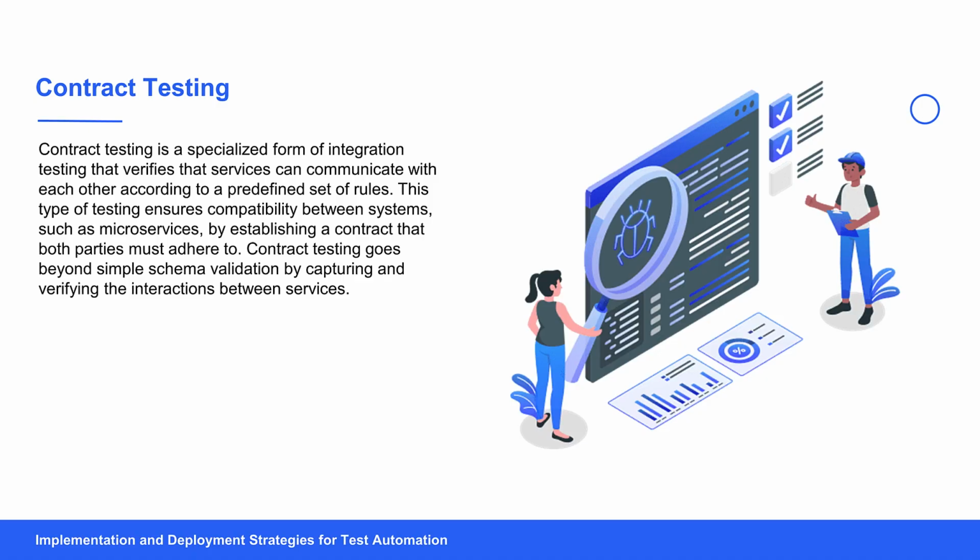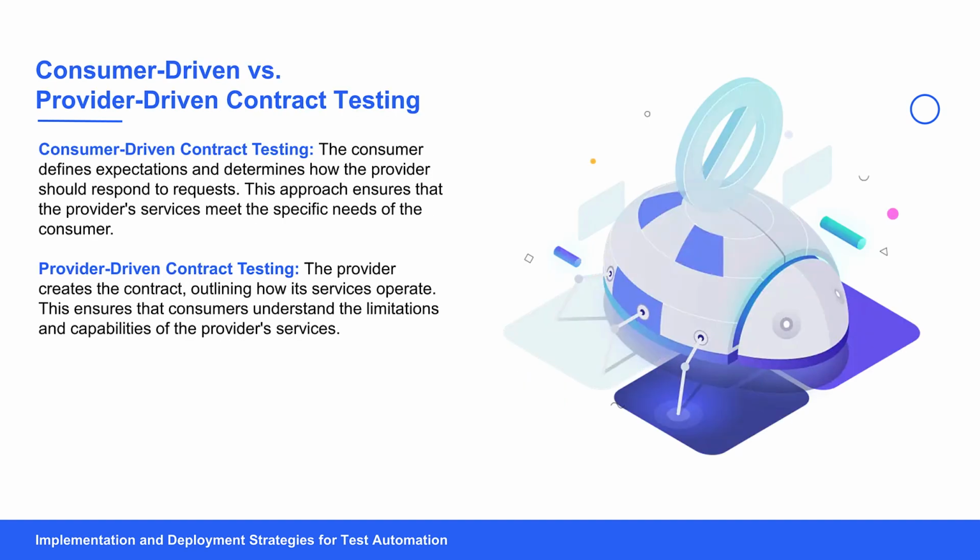One of the biggest advantages of contract testing is that it allows us to detect issues much earlier in the development process, often before they even reach the production environment. This early detection is crucial for maintaining the stability and reliability of the entire system. There are two main approaches to contract testing: consumer-driven and provider-driven.